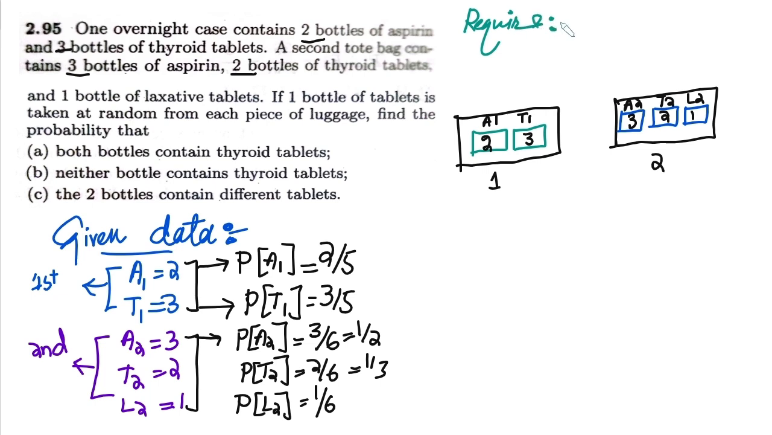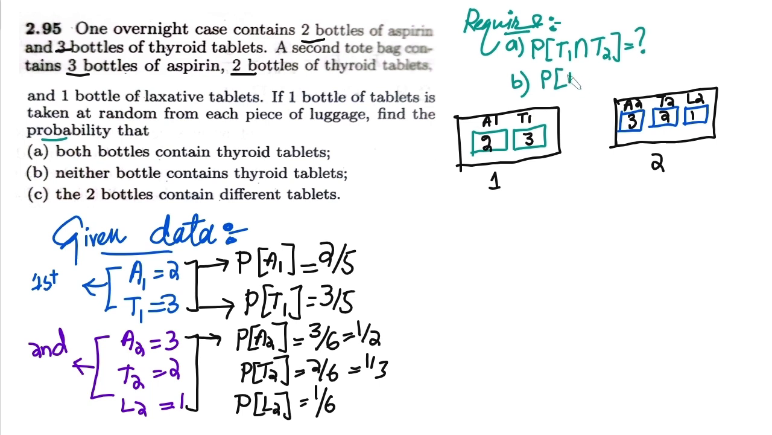Okay, so the required ones are, in part A, what is required? Both bottles contain thyroid tablets. Okay, we have to find the probability that both bottles which have been selected at random contain the thyroid tablets. So in other words, the first bottle would be T1 and the second bottle should also be T2. In B, what is it asking us to find? That neither bottle contains thyroid tablets.